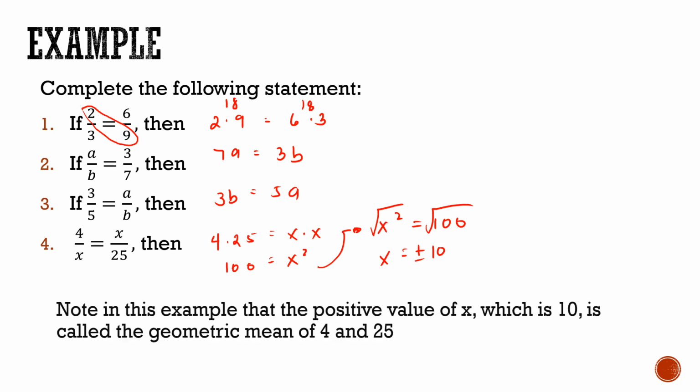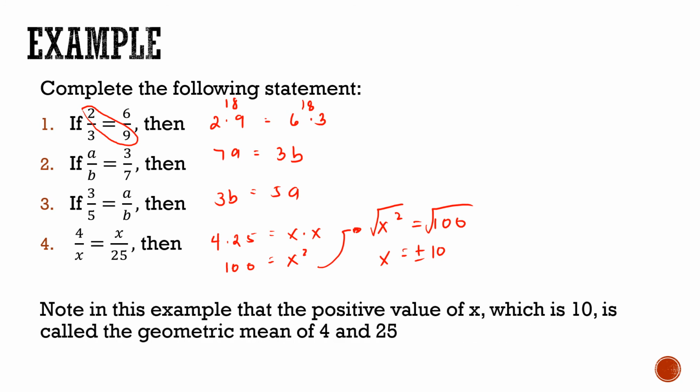Now take note that in this example, the positive value of x, which is 10, is called the geometric mean of 4 and 25. Remember that the geometric mean of two numbers is the square root of their product.